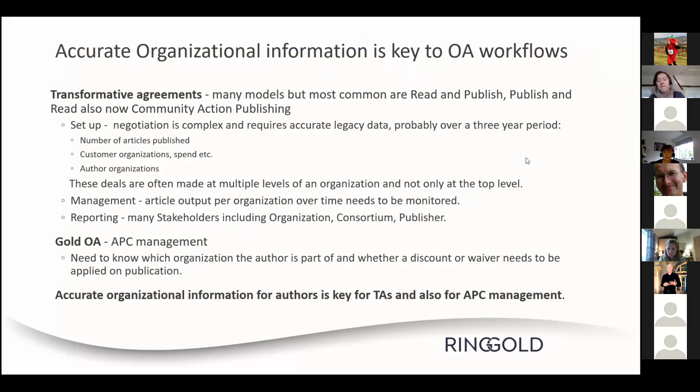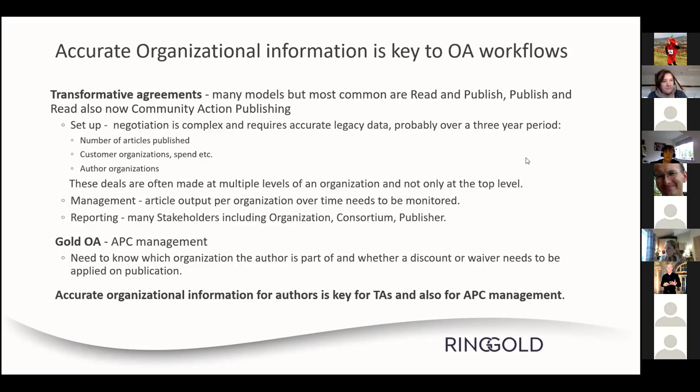Of course, there are many models of transformative agreements, but most commonly we seem to be looking at read and publish, publish and read, and now the new Community Action Publishing from PLOS has pioneered that. These are complex to set up. There's a big negotiation you need to go through about the number of articles published, the number of customer organizations to spend, and where the papers are coming from, so author organizations. You usually need to collect this sort of information over probably about three years.